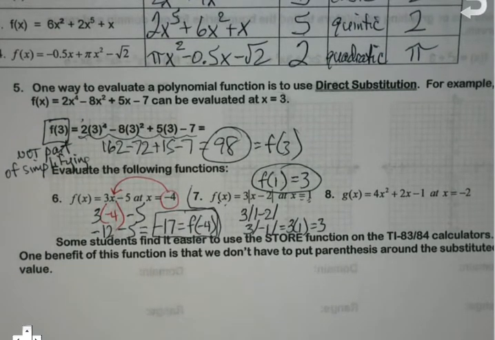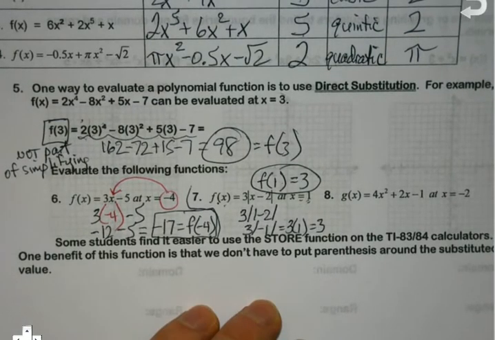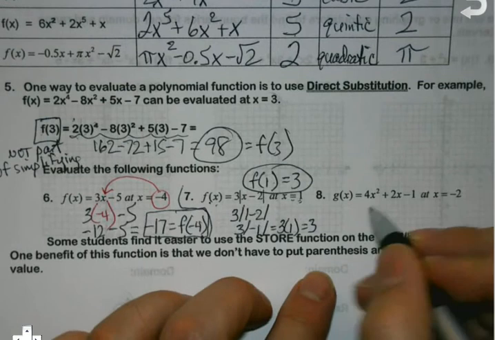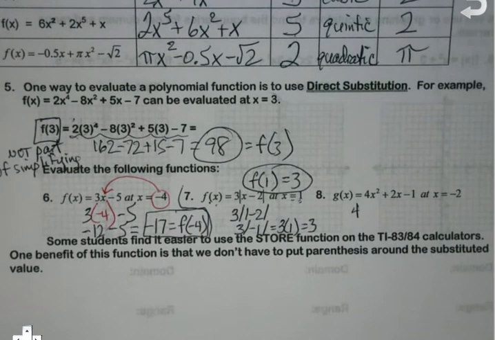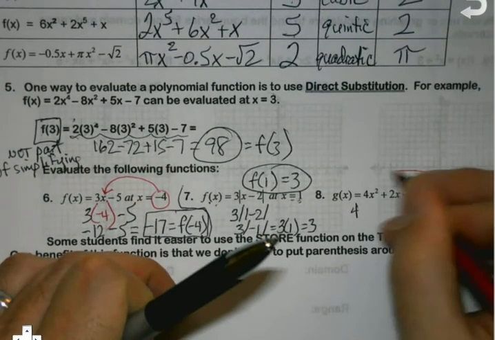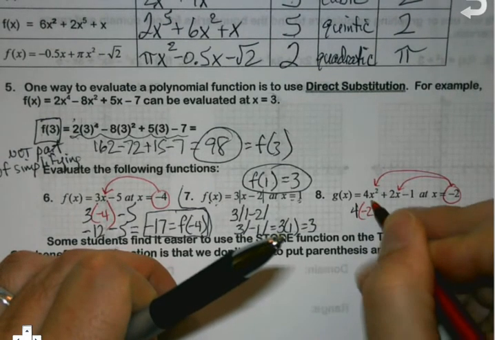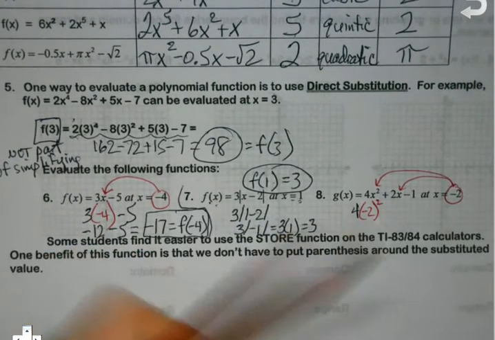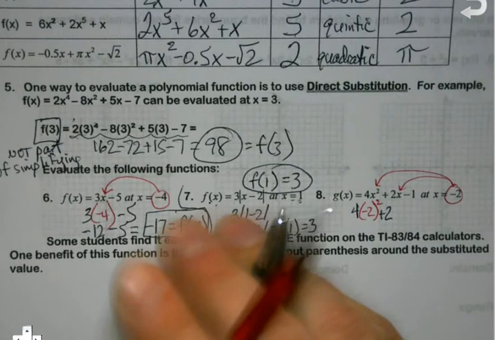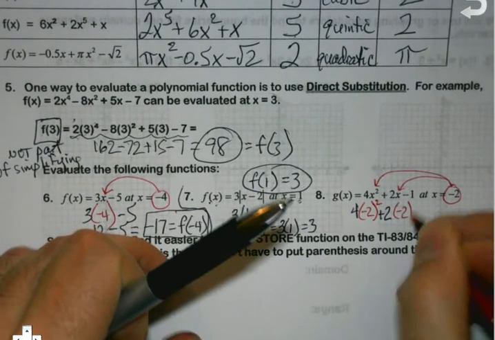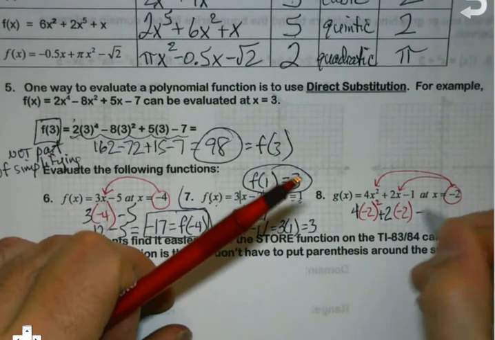The only other thing you want to be careful of, and that's why I mentioned the statement we have just below it, whenever you go to substitute, you need to use parentheses. So for instance here, when I plug in that negative 2, that needs to be in parentheses, because then I don't lose the value of the negative.